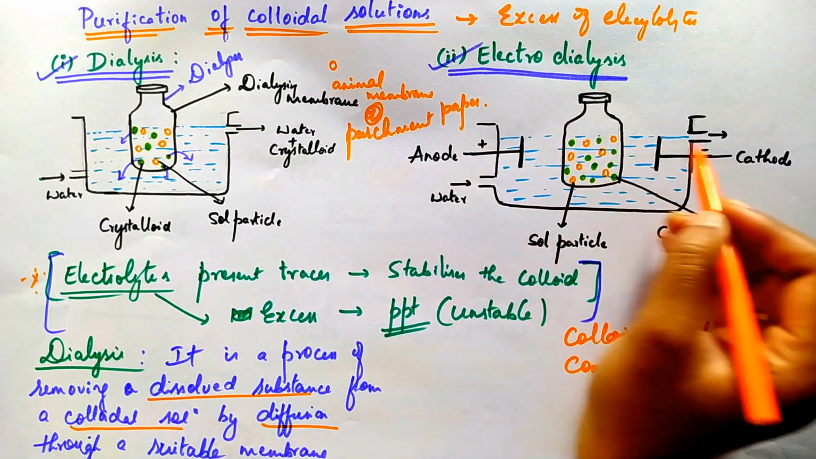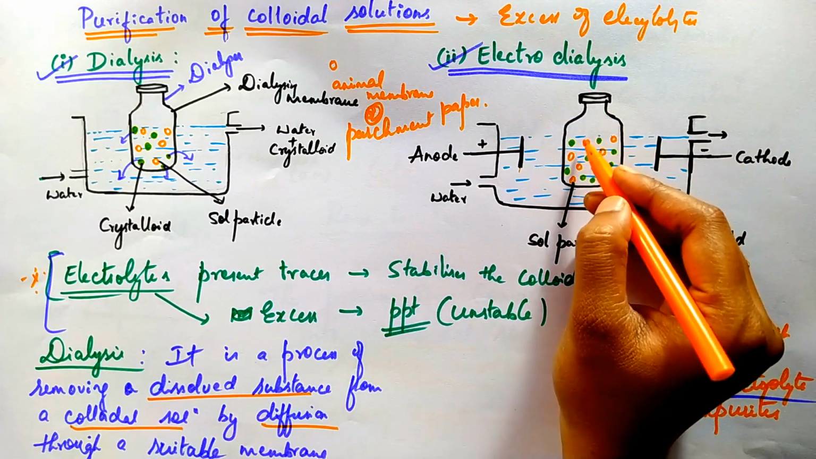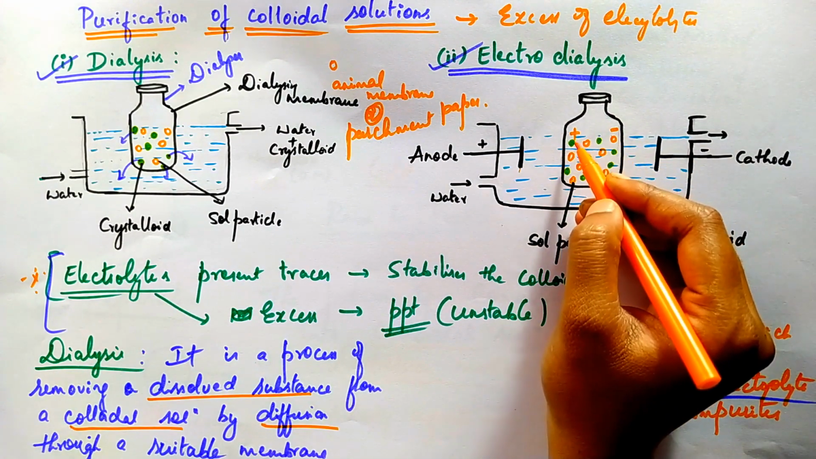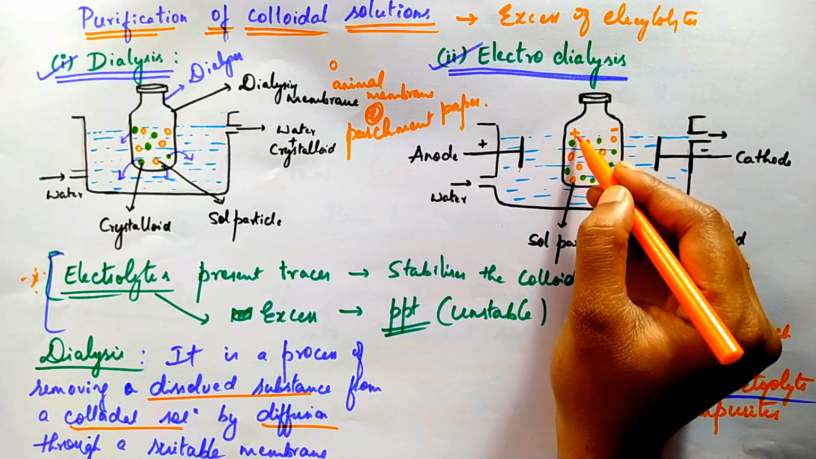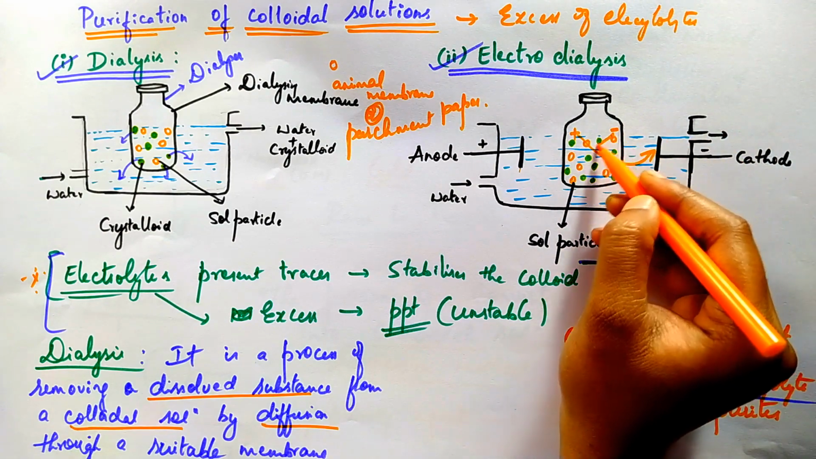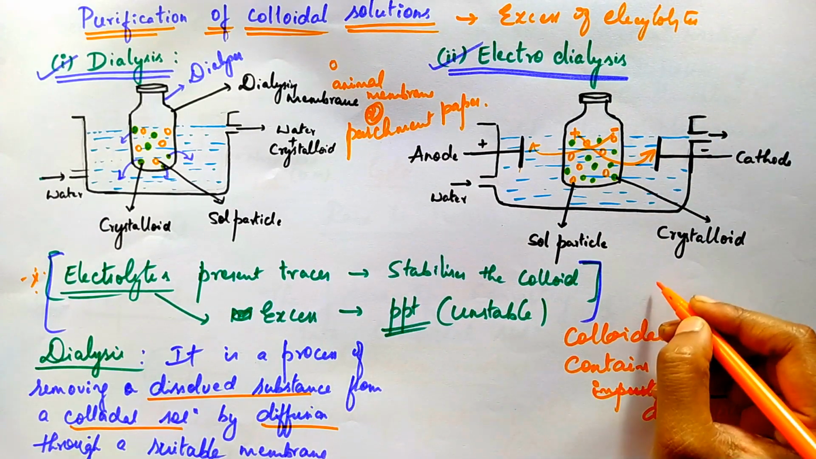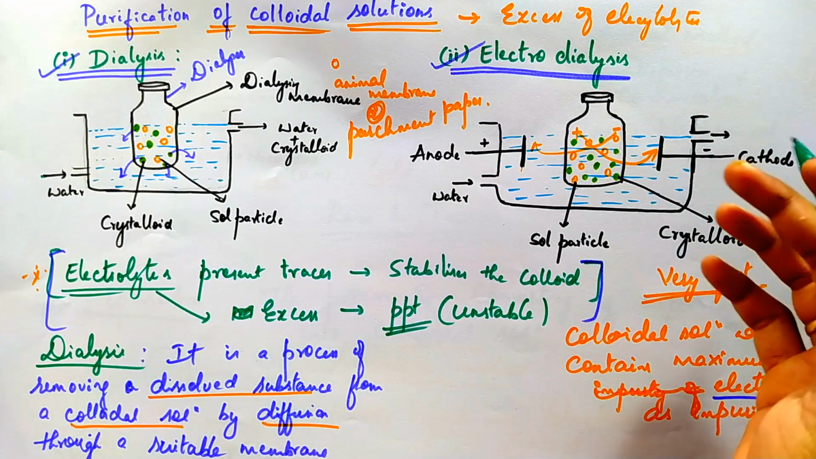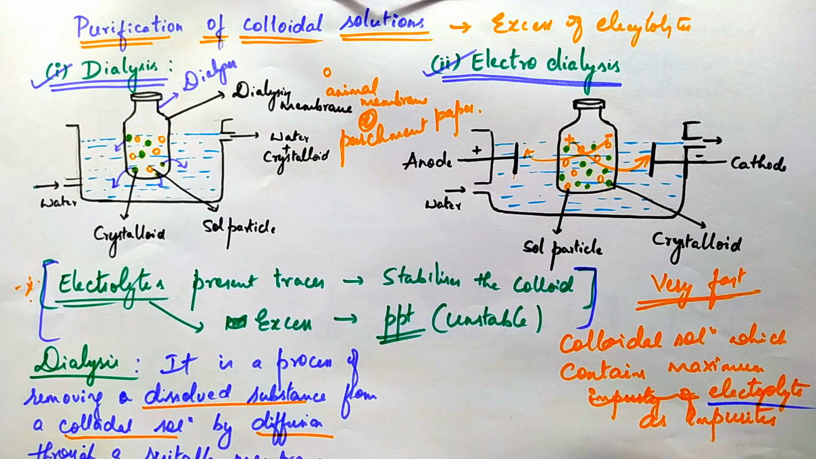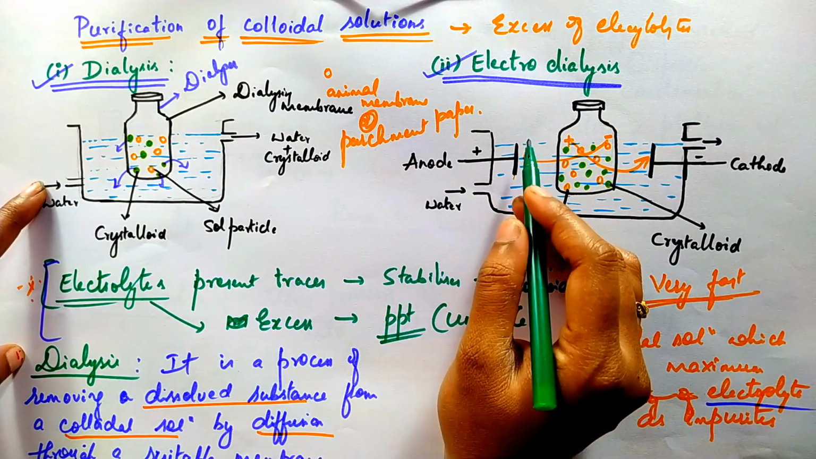By applying the electric field, by taking the electrodes, that is anode and cathode, if impurities contain positive and negative charge, they are easily attracted towards cathode and anode. Here the positive charges are attracted towards the cathode and the negative charges are attracted towards the anode. And this is a very fast process. In this process, we can easily remove the electrolytes. Okay, these are two methods: dialysis and electrodialysis. Dialysis is a slow process and electrodialysis is a fast process due to the presence of the electric field.